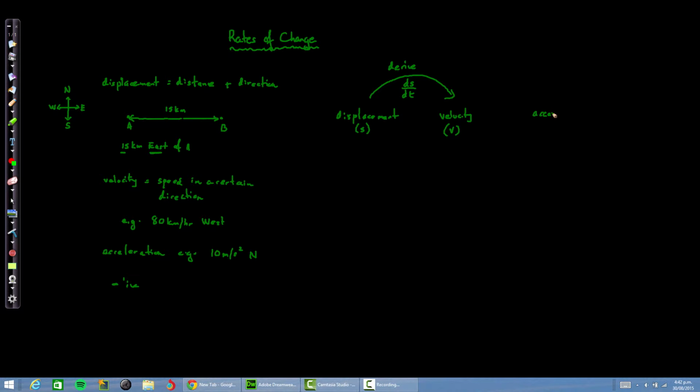Acceleration is the rate at which an object's speed is changing with direction. Okay, and we can once again get that by deriving, so dv over dt, and a common symbol for that is a. If we go back, then we're going to integrate velocity information to get information about displacement. Okay, so let's have a look at applying this to a particular example.